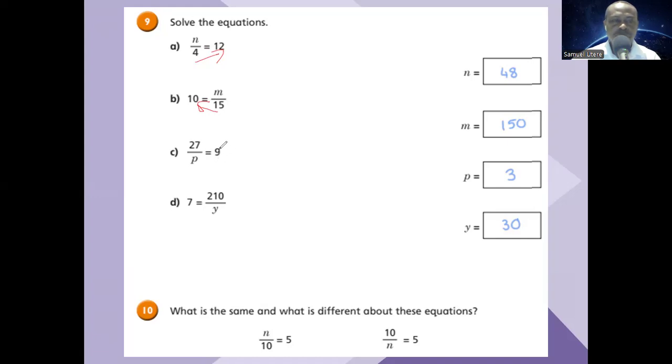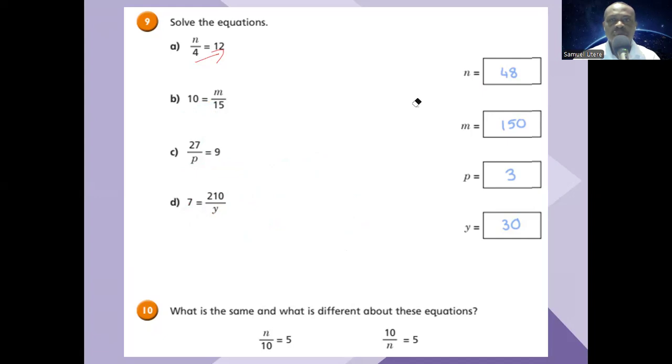This one, now watch. This comes in and that goes out. So this is the same thing as saying 27 divided by 9 is equal to P. By now, you're beginning to spot patterns. And it's the same here. You say the Y comes out, we're looking for Y, and the 7 comes in. So this is the same thing as Y is equal to 210 divided by 7. And look at the answers. Really interesting once you get how this whole thing works.